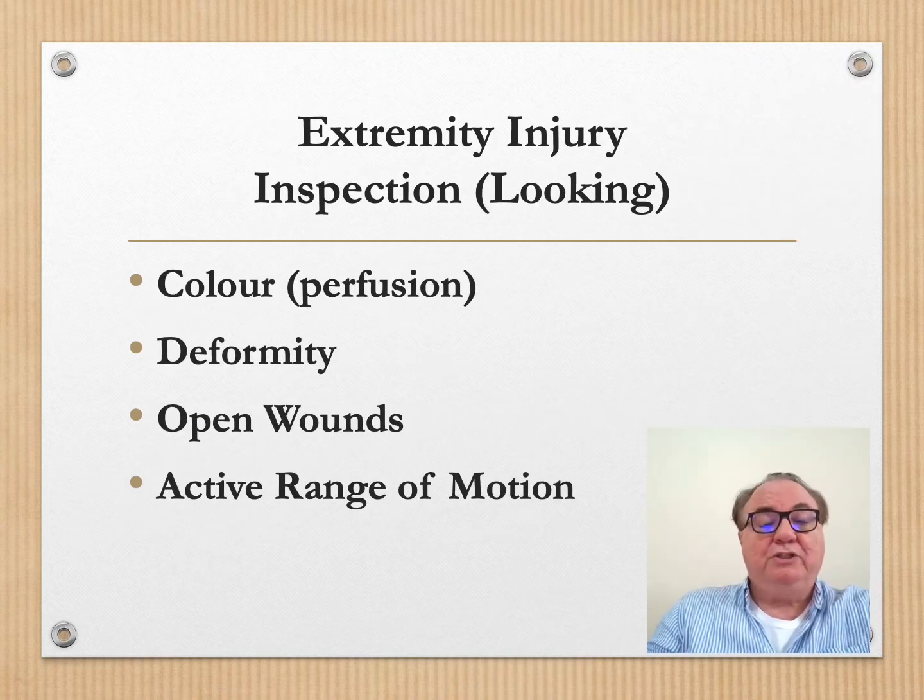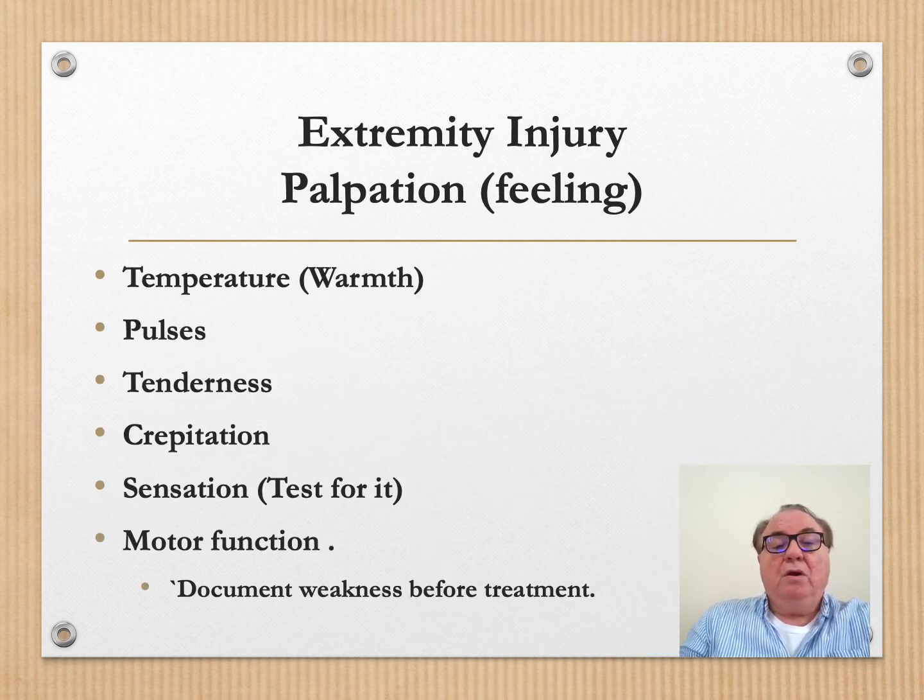What do you look for on inspection? Color, deformity, open wounds, active range of motion. When you palpate or feel the wound or the extremity, is there heat? Is there a temperature warmth suggesting abscess or infection? What are the pulses? Is there tenderness? Crepitation? Sensation? Are the nerves functional? What's the motor function? Document weakness before you carry on with further treatment.